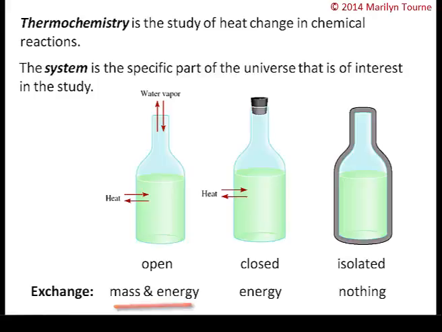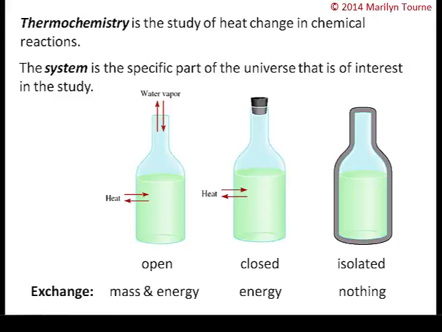If you have a closed system, now I've put a top on this flask, so I can still heat it. The heat can still go in and out of this system, but no mass can leave because I've closed it off. This is called a closed system. It only allows the exchange of energy, but not the exchange of mass. An isolated system means that it's isolated. Nothing goes in and nothing goes out. I can't have any exchange of mass and I can't have any exchange of heat, of energy. Think of it like a thermos or a vacuum flask. So nothing can go in and out.